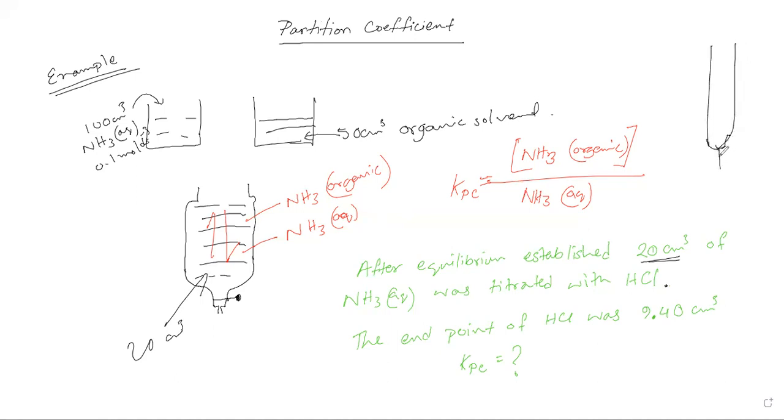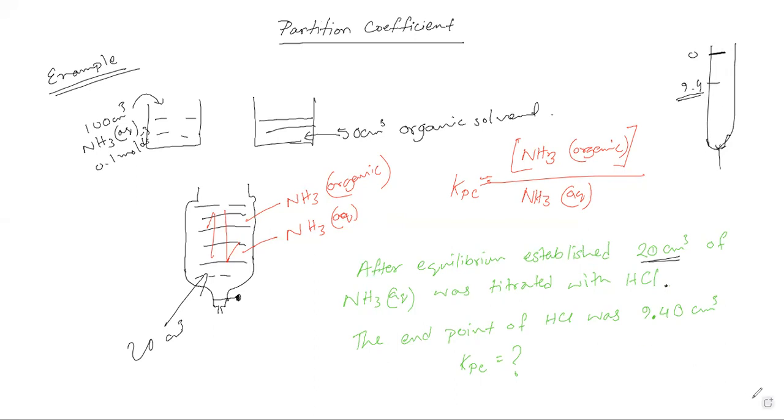Now initially the burette has, let's say, the starting point at 0. As it decreases, the end point of HCl was noted as 9.4 cm. That means the total amount of HCl used was 9.4 cm.